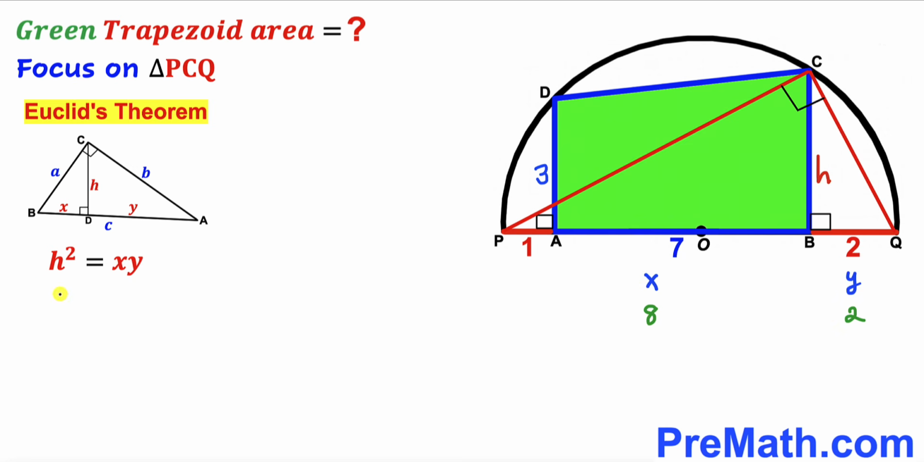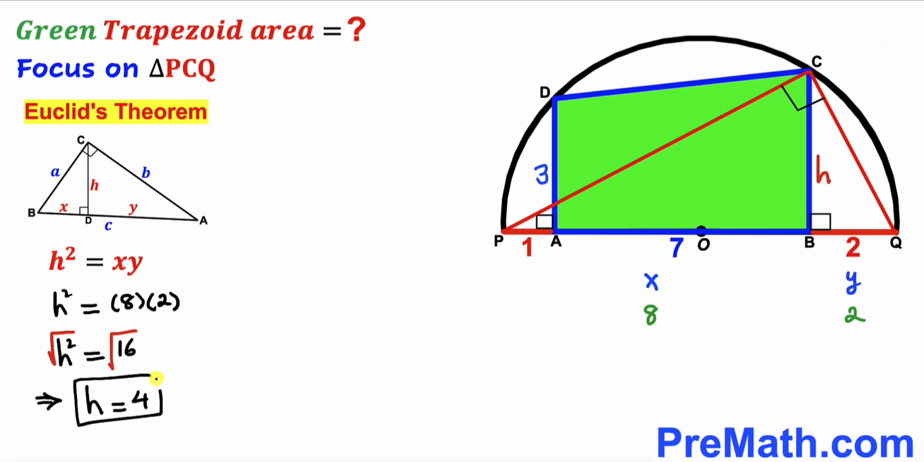Let's go ahead and fill in the blanks in this formula. So we get h square equal to our x value 8 times y value 2. Therefore our lowercase h square value is going to be 16. Now I'm going to undo this square by taking the square root on both sides. So our lowercase h value is going to be positive 4 units. Therefore our base BC length turns out to be 4 units.